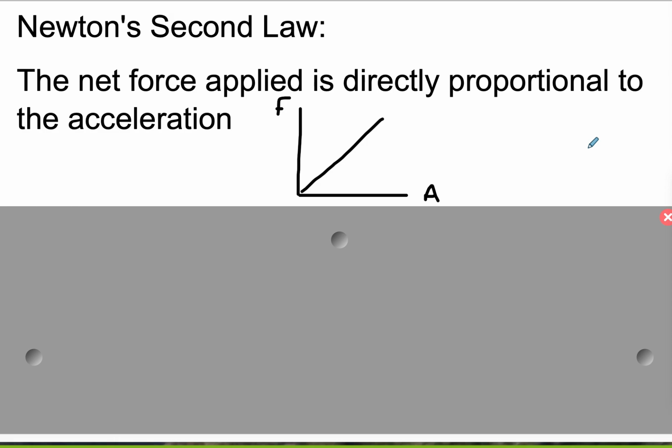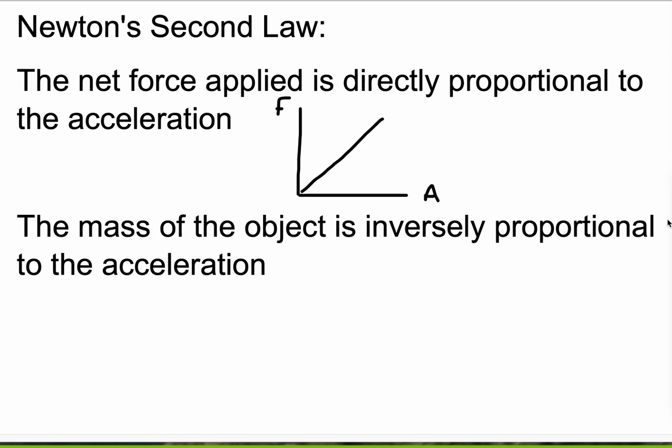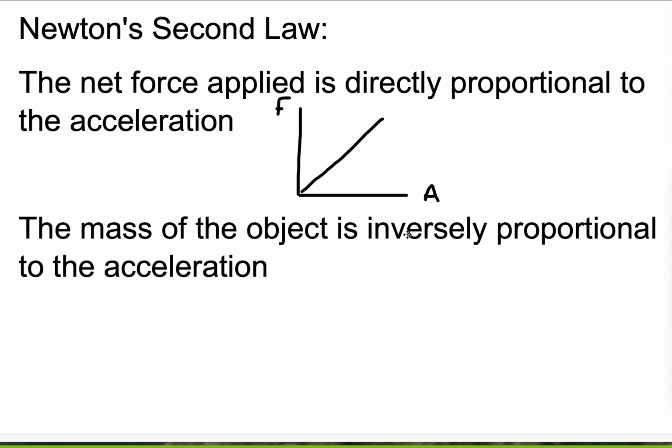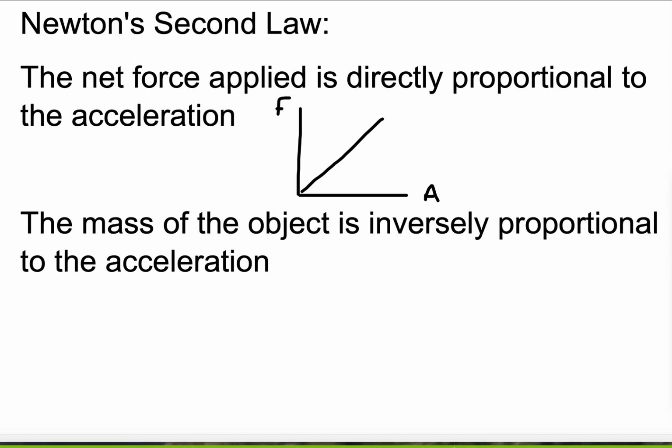Okay, good. Now the second part to Newton's second law has to deal with mass. The more massive something is, the bigger something is, the harder it is to get it moving, right? Because mass equals inertia. We said that before. So the more mass an object has, the harder it is to change its velocity. So the mass of the object is inversely proportional to the acceleration.